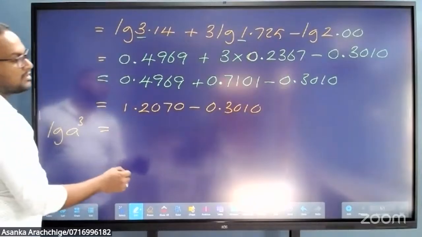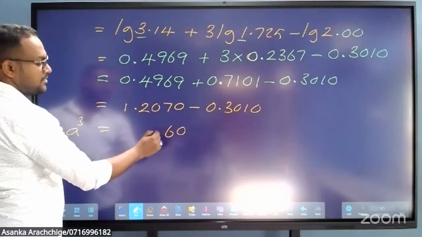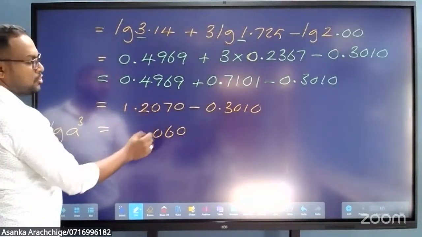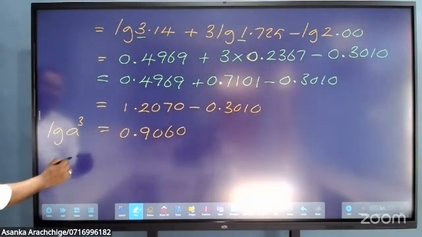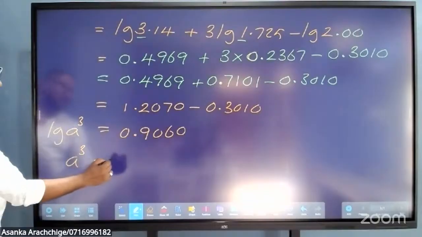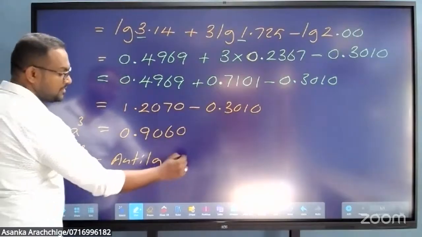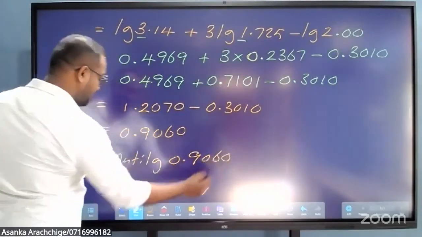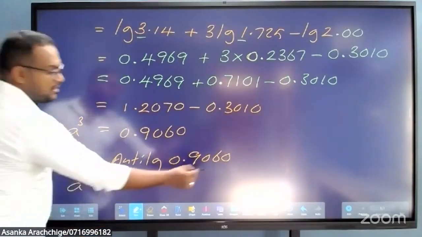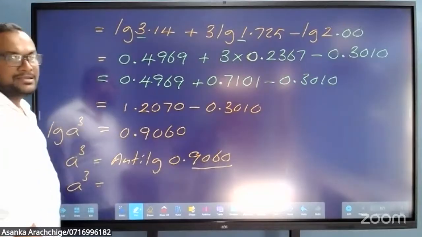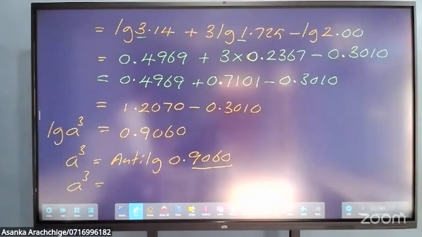lg a cube is equal to 0.9060. Now a cube must be equal to the antilogarithm of 0.9060. Then what is a cube equal to? Tell me the location of this mantissa in the table. What is the location of that mantissa in the table?